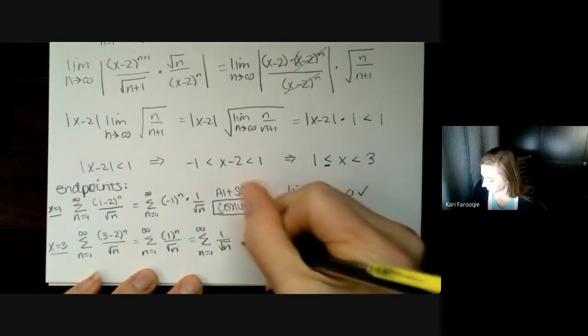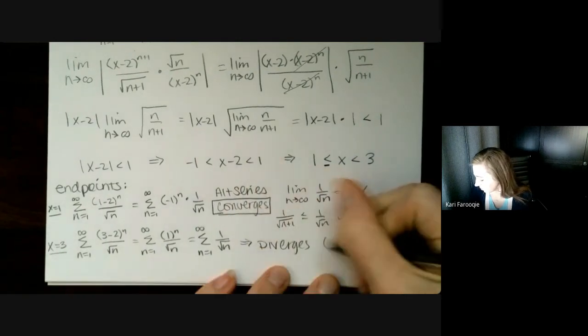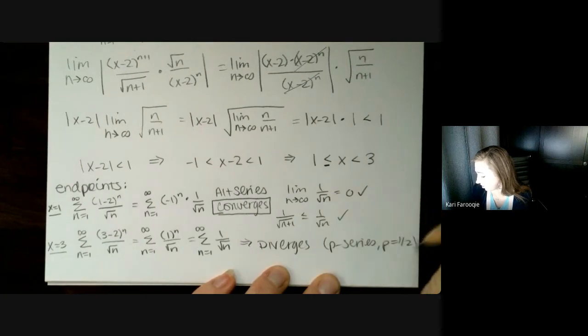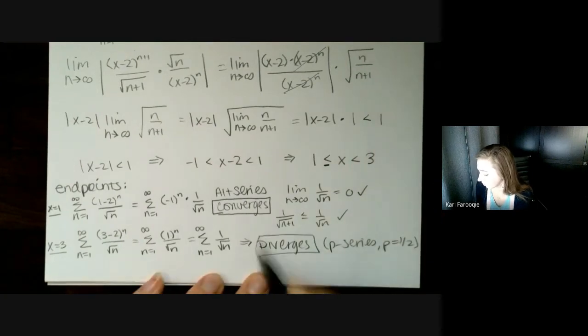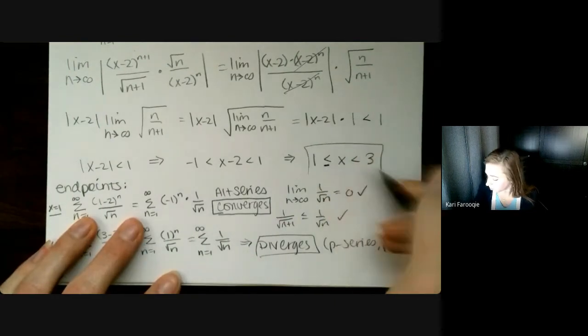This is a divergent p-series where p is equal to a half. So we did not get endpoint convergence at x equals 3. We did get it at 1. This is going to be your answer.